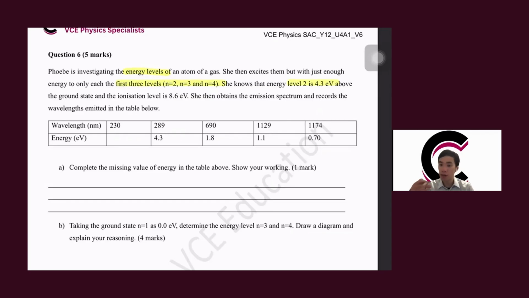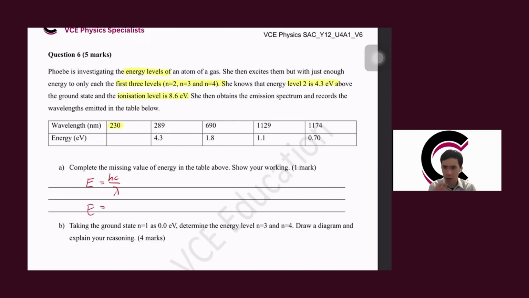So we're going to draw a diagram later on. We can use the knowledge that we talked about. Ionization is 8.6. Okay, cool. For 230 nanometers of wavelength, what is the corresponding energy? Once again, energy is hc over lambda. That will be quite a straightforward question.